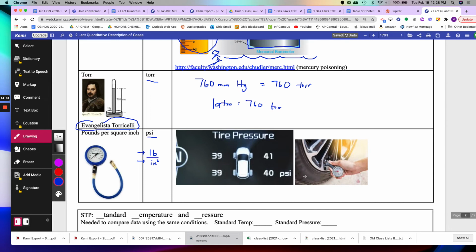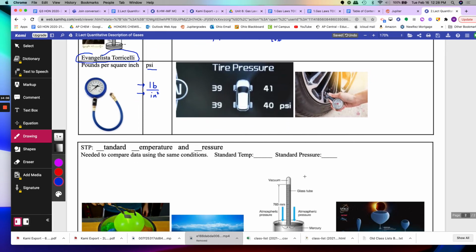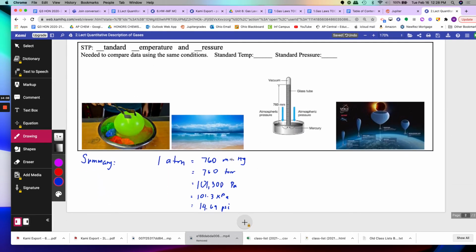Okay, so let's summarize what you just did down here. We learned that 1 atmosphere is the pressure at sea level. It is equivalent to 760 millimeters of mercury. Since Torricelli invented that, it's also equivalent to 760 torr. In Pascal, it is 101,300. If you don't want to use all those zeros, change it to kilopascals.